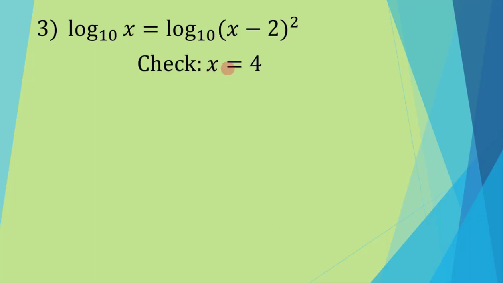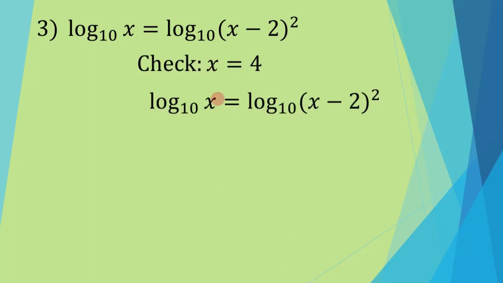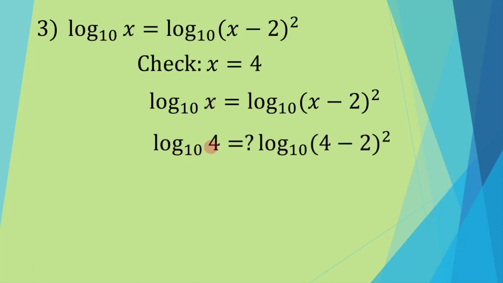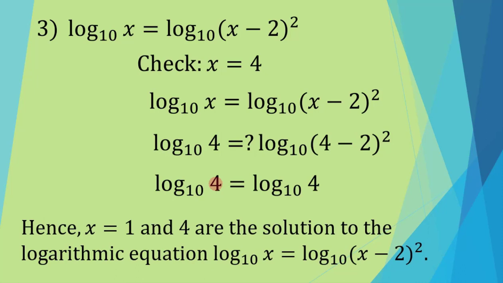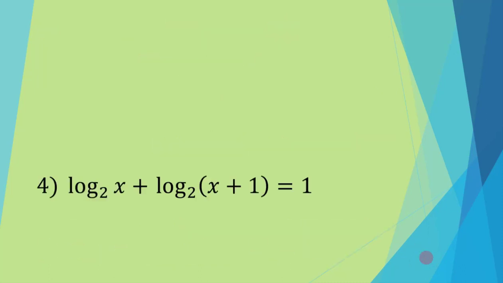For the other value, x equals 4, we substitute here. Log of 4 to the base 10, is it equal to log of quantity 4 minus 2? This is 2 squared, that's log of 4, so that's equal to itself. Hence, the two solutions, x equals 1 and 4, are the solutions to the given logarithmic equation.